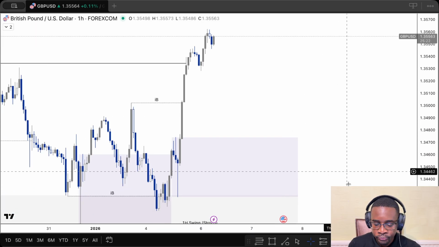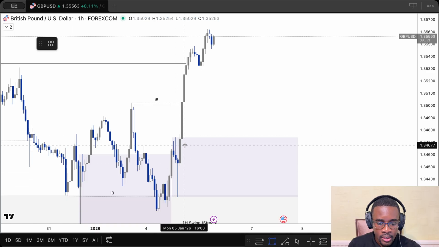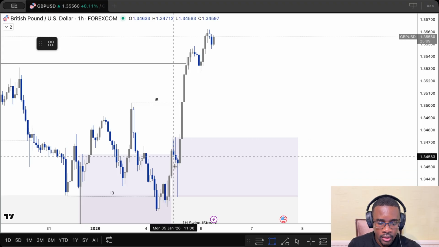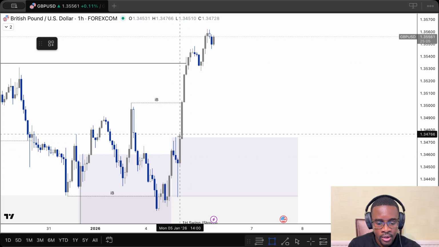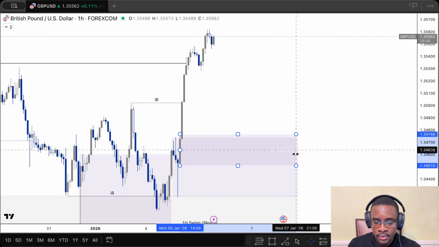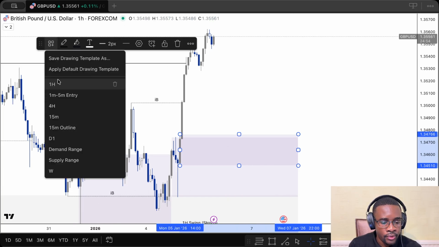So is price likely going to come back to this area down here? I would say, okay, so pretty much the 4 hour and the 1 hour, they would be the same. So I'm just gonna mark this candle before the large imbalance.